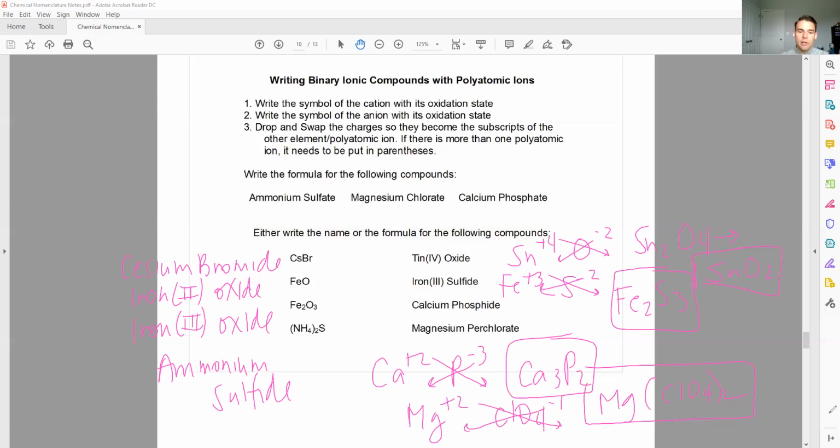Something to point out: if you look at your list of polyatomic ions, they almost all end in ate or ite. There are a couple that end differently, like ammonium, but most of them end in ate or ite. If you see something that ends in ide, there are a few exceptions, but it's almost always going to be the element. So keep that in mind until you know all of your polyatomic ions.